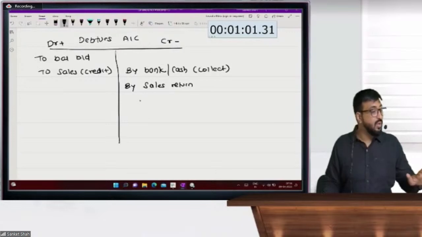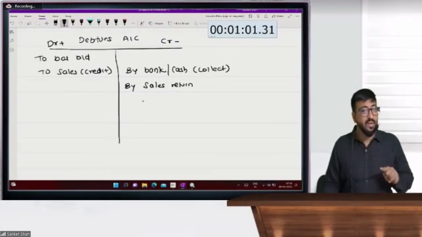मैं जब बोलूंगा तब लिखना. क्या लिख रहे हो अभी? मैं 1 मिनट दूंगा तब लिखना.